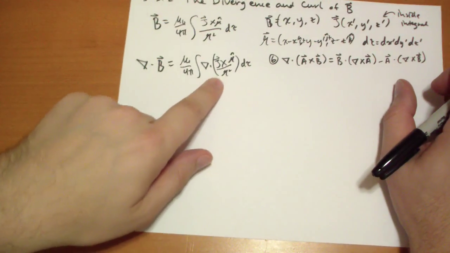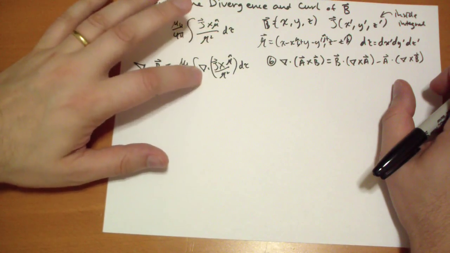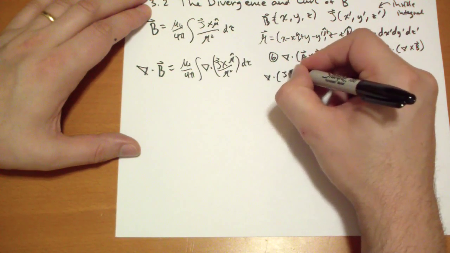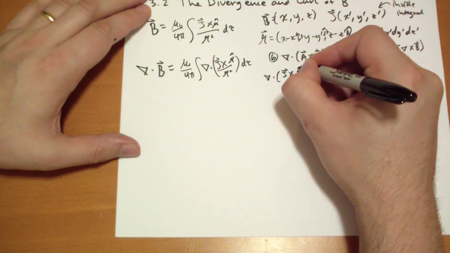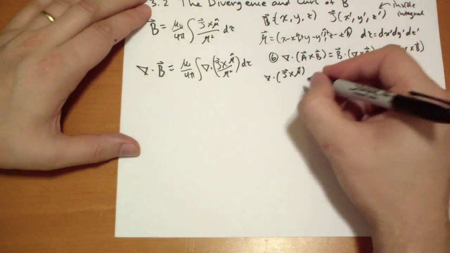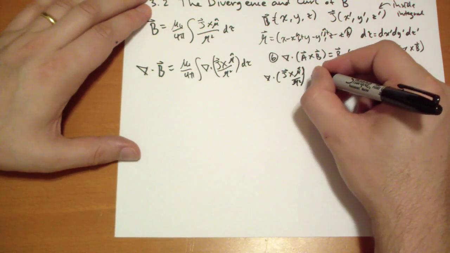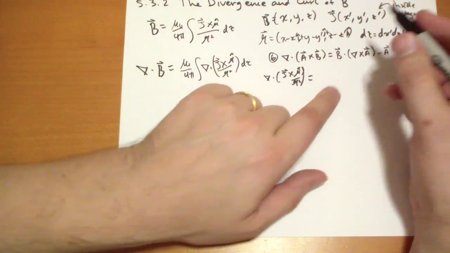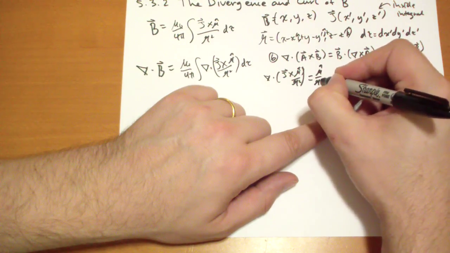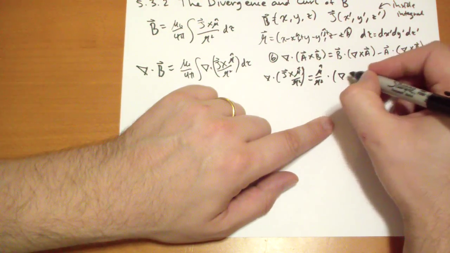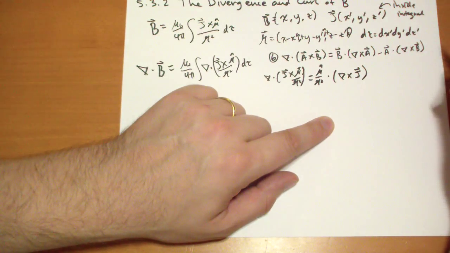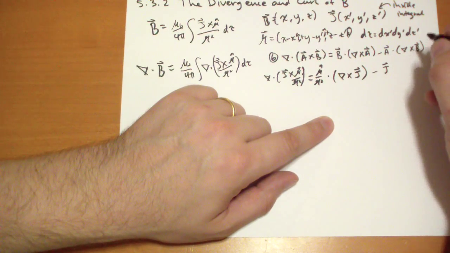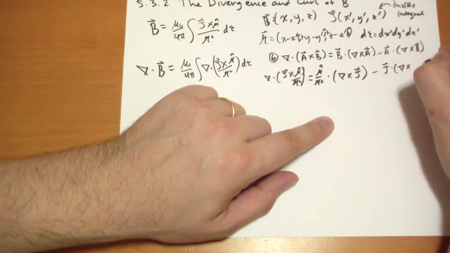And this r squared is really just a factor that you can pull out, but you have to keep it inside the integral. And so we have the divergence of J vector cross r hat over r squared. Well, that is the second vector, r hat over r squared, dotted with the curl of the first, minus the first vector dotted with the curl of the second.